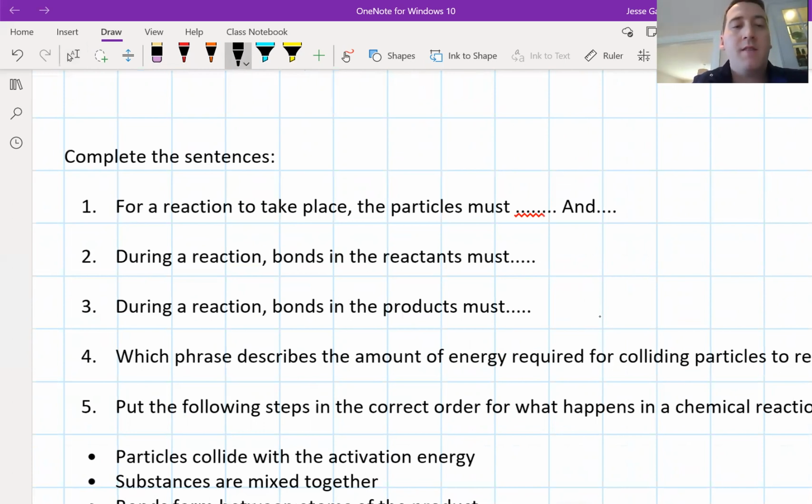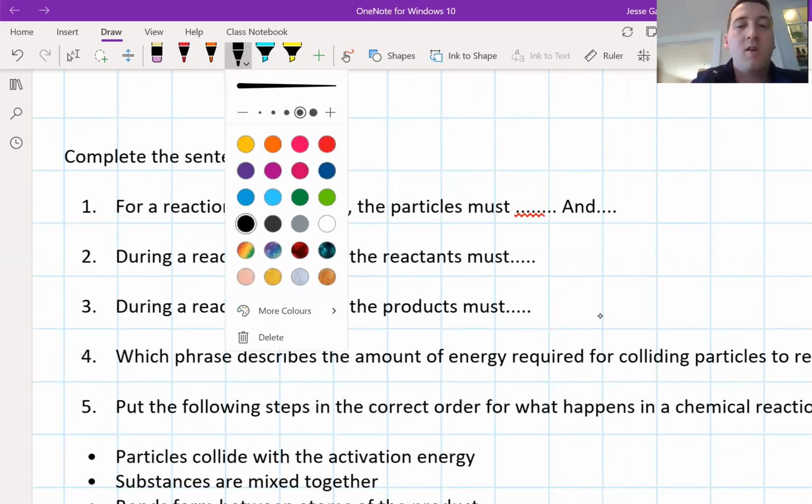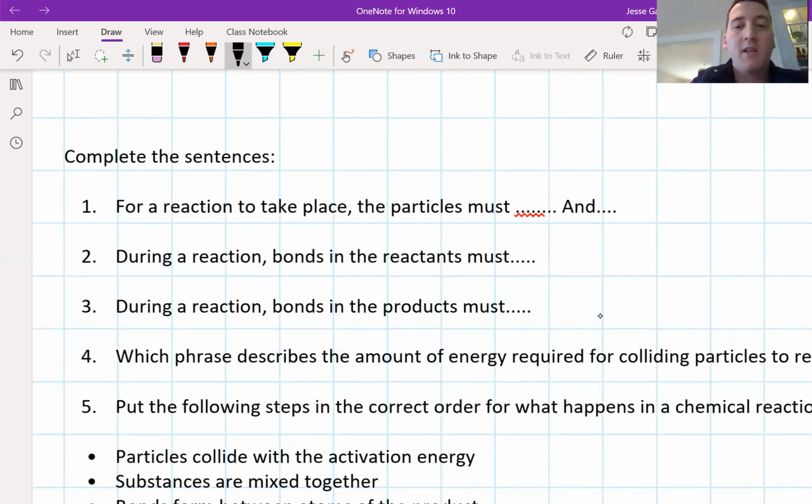Okay, so for a reaction to take place, the particles must something and something. So here we're going to say they must collide. The first thing is they must collide, which means they crash into each other, but collide is the way we say it. They must collide, and they must have the activation energy. Well done. If you said that, if you didn't, you need to add it now. You need to fix it. Hopefully you did. We just talked about it.